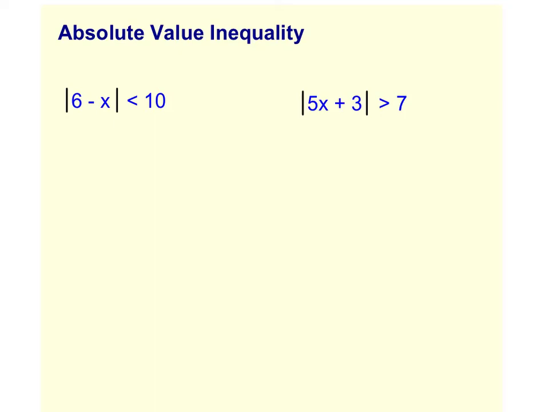Absolute value inequalities, everyone's favorite. Alright, here we have the absolute value of 6 minus x is less than 10. What we want to remember, when you have an absolute value inequality, you have to basically turn that into a compound inequality. In a compound inequality, you have to decide, is it an "and" or an "or" compound inequality?